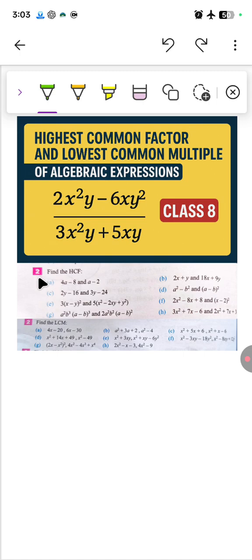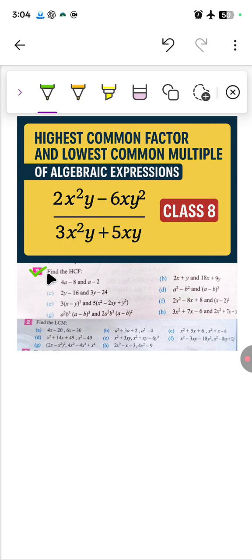Today we are going to study how to find the highest common factor of the given algebraic expression and how to find out the lowest common multiple of the given algebraic expression. So let us begin with the topic and let us begin with the exercise. Okay, let me explain this question number 2 today.